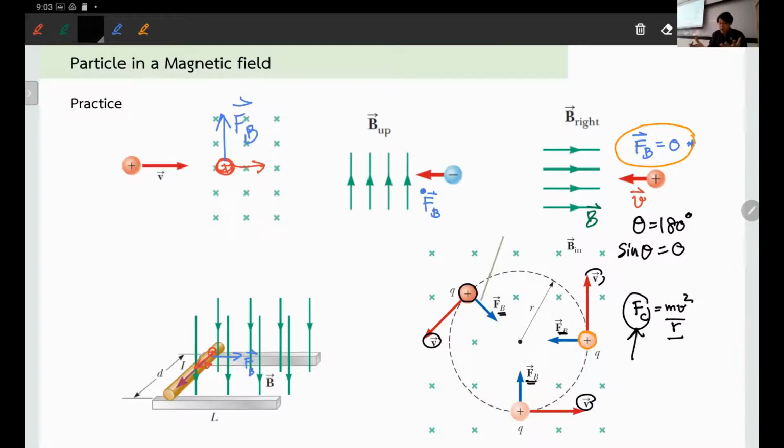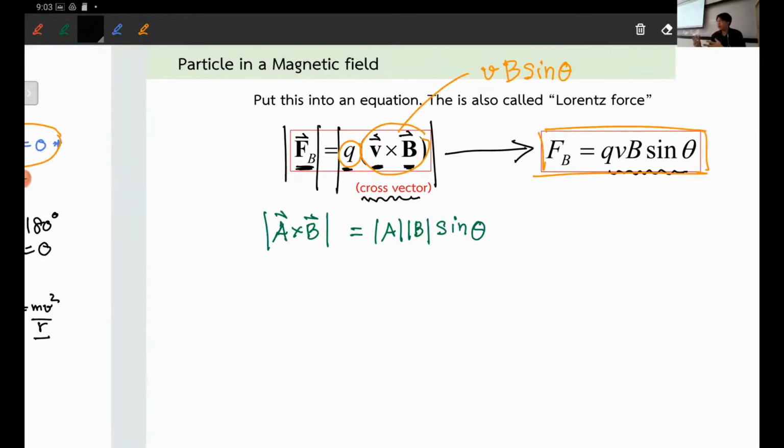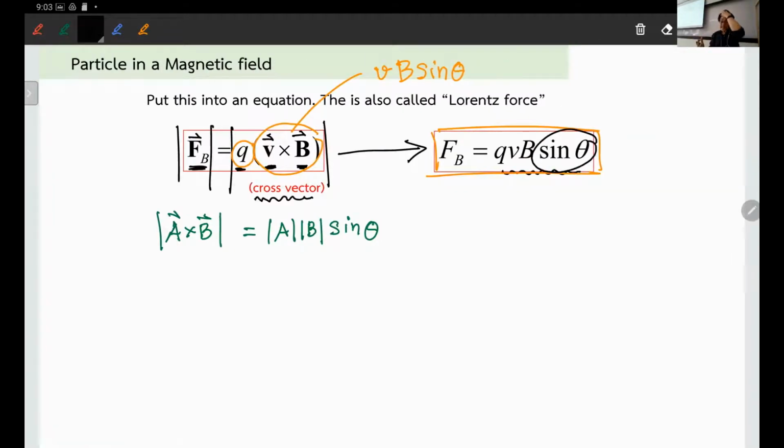All right, so that's why every time that you have the velocity vector parallel to the magnetic field vector, you always get no force because of this sine theta requirement. You at least need some angle. You need some angle with the field to experience the magnetic force.